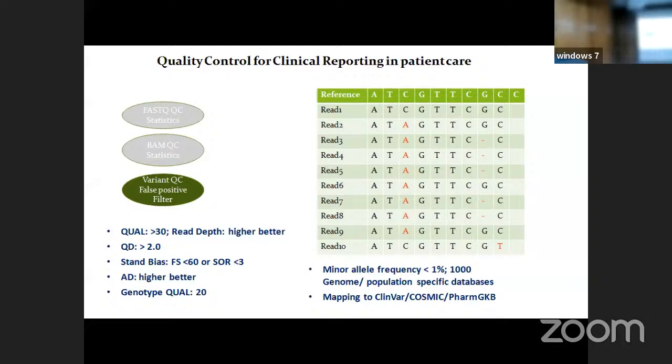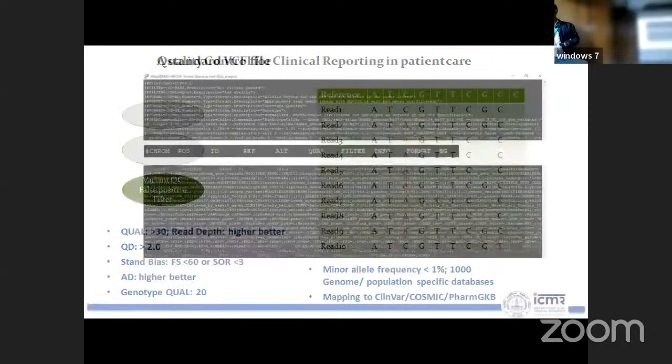So one of the major criteria in screening variants is to set a minor allele frequency. You should select those variants that have a minor allele frequency of less than 1%. It means they are extremely rare in the normal population, existing in less than 1% of it. This is one of the filtering criteria for raw variants. Of course, there are databases like ClinVar, COSMIC, and PharmGKB to annotate.